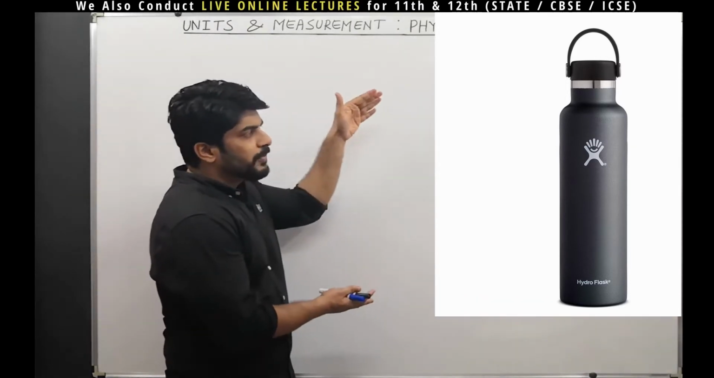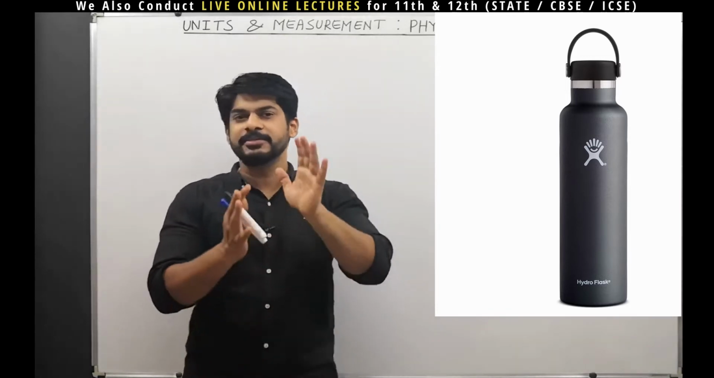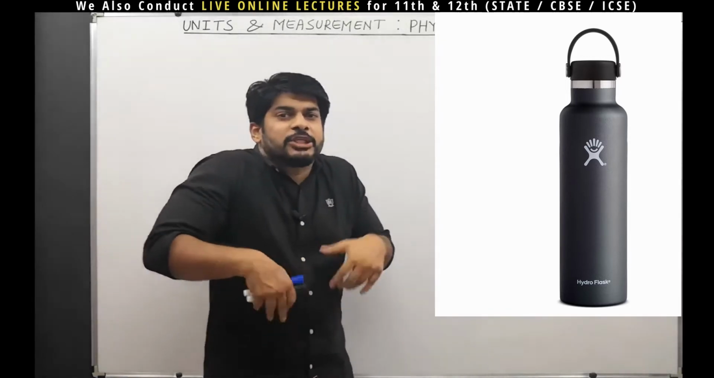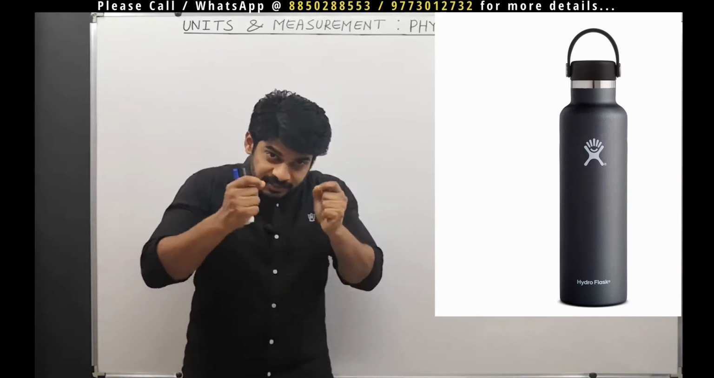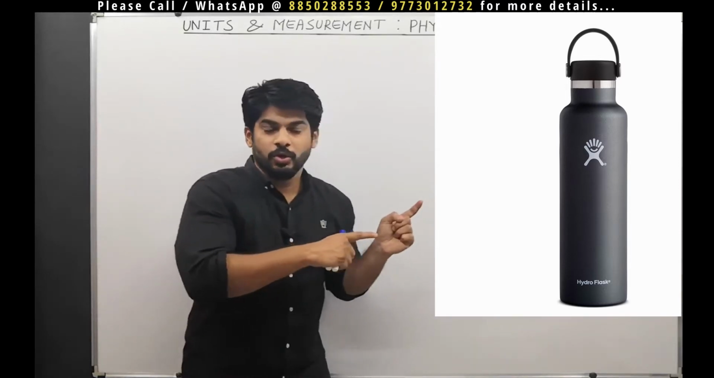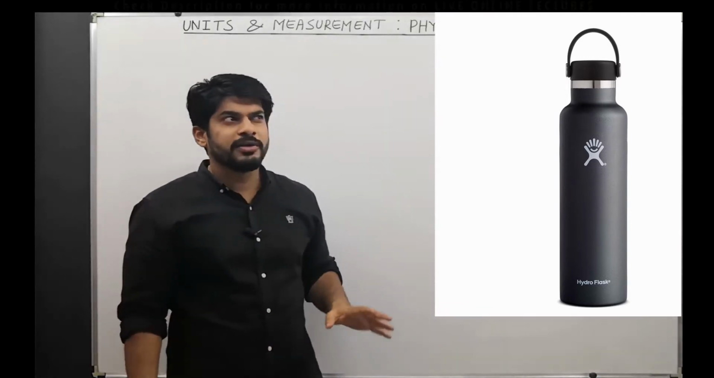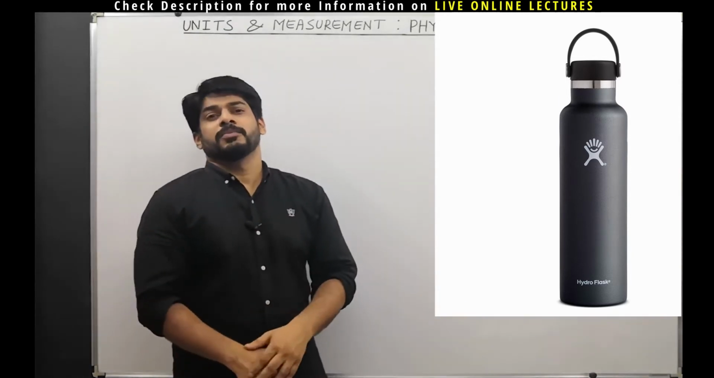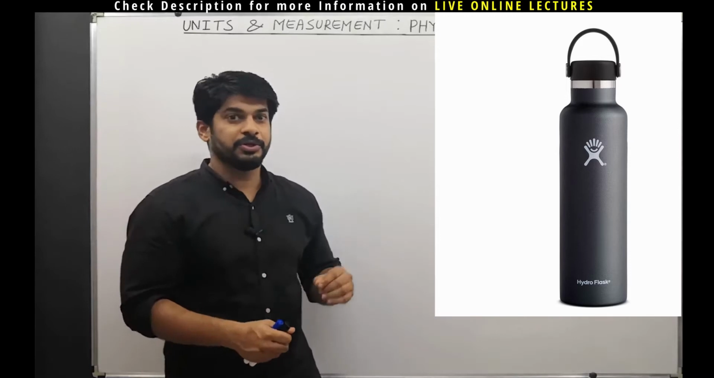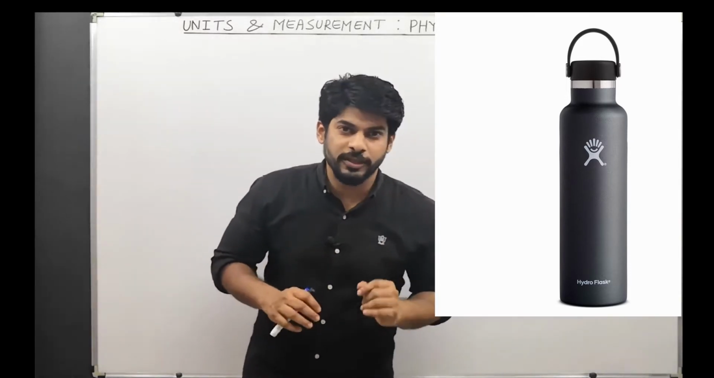If you want to completely describe this bottle, what do you actually require? I'm talking about a scientific description of this bottle, not a general description. Like you might just say it's blue colored, it's yellow colored, it's red colored. I'm not talking about the color. I'm also not talking about the shape, whether it's conical or cylindrical. I don't talk about that also.